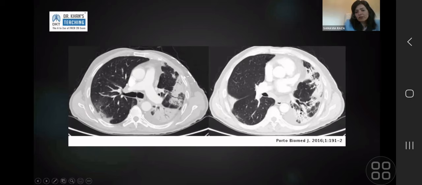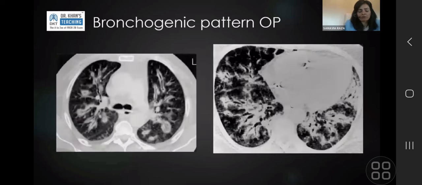That can be reversible, but weeks to months later, when that consolidation completely goes away and you're left with that distortion alone, that would be scarring. If that keeps evolving or the patient is symptomatic and it keeps progressing, that is fibrotic OP.